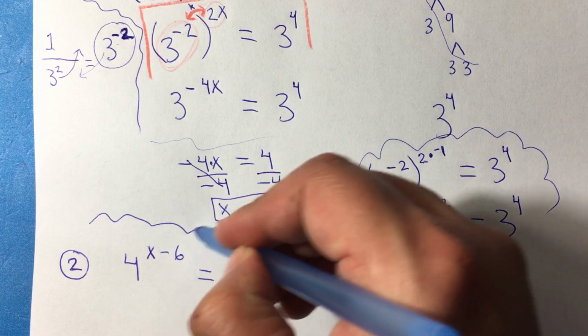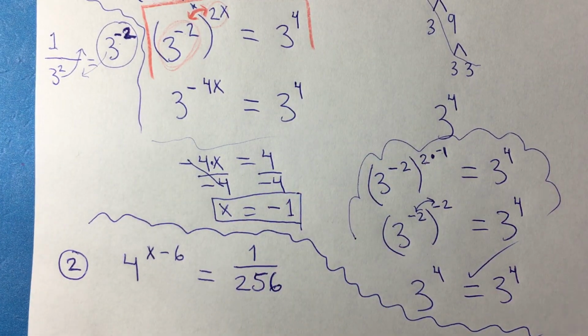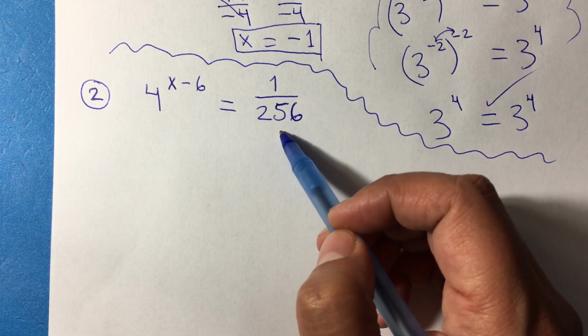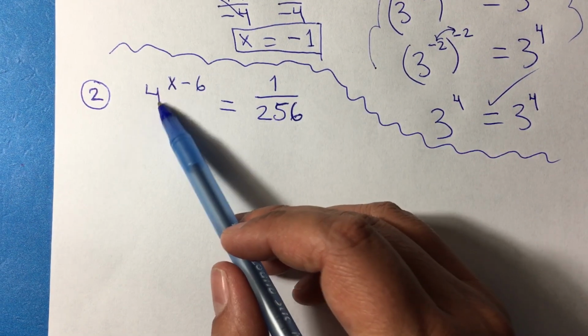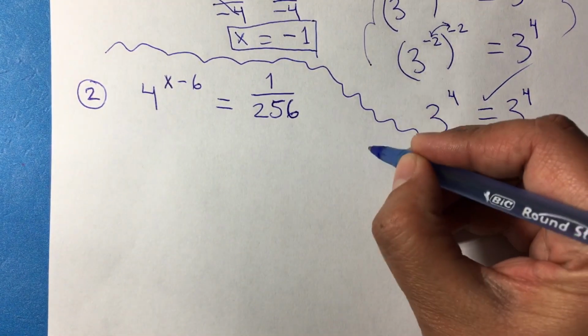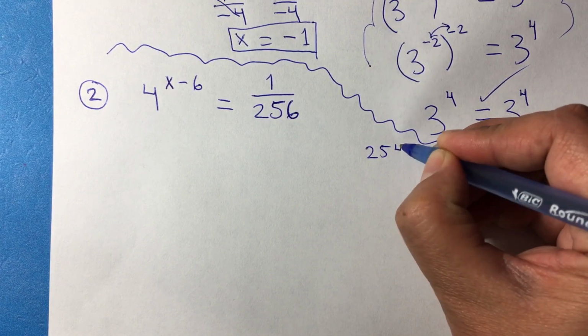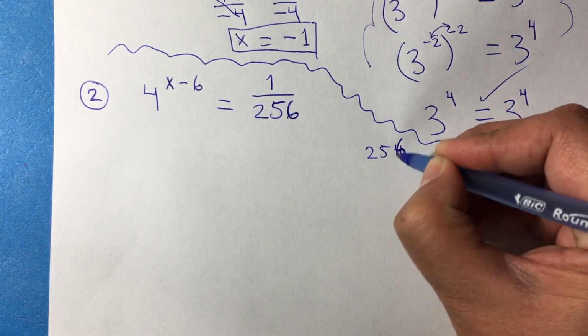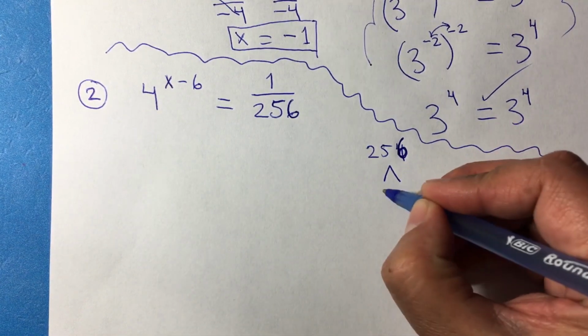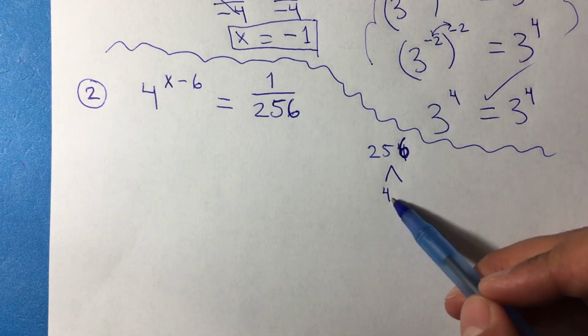Okay, let's go to number 2. And here we have 4 to the power of x minus 6 equals 1 over 256. But this bigger number in the denominator compared to this, the same as this base, okay? So the first thing we want to do is do the factorization, not prime factorization, by using this as our factors. Okay, so we need 4.